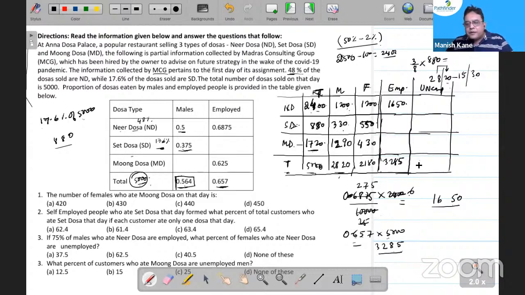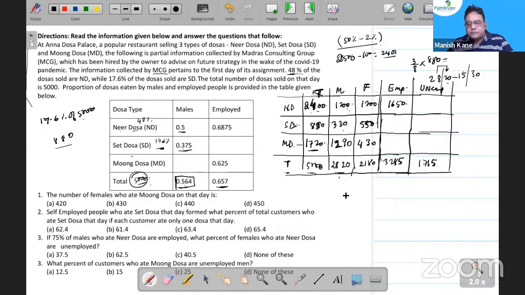Obviously, 1715 people are not employed, are unemployed. Similarly, how many moong dosa eaters are unemployed? Again, we can have, I'm just rubbing this out, 0.625 into 5000, and once again we resort to the same thing. So 5s are 3125. So 3125. Have I made some mistake anywhere?